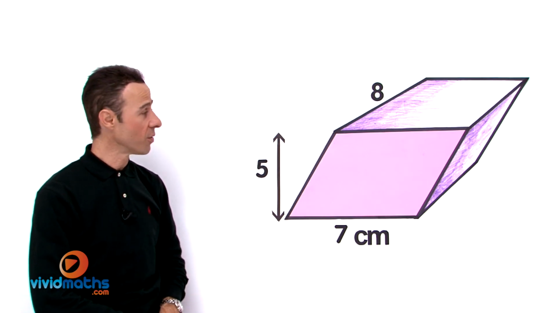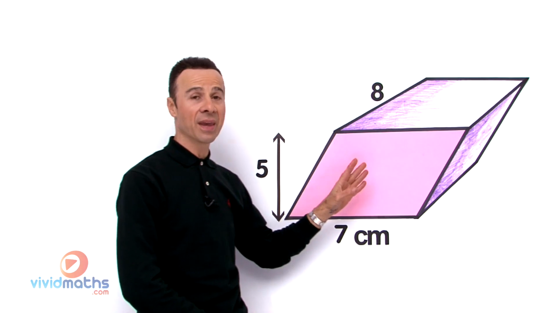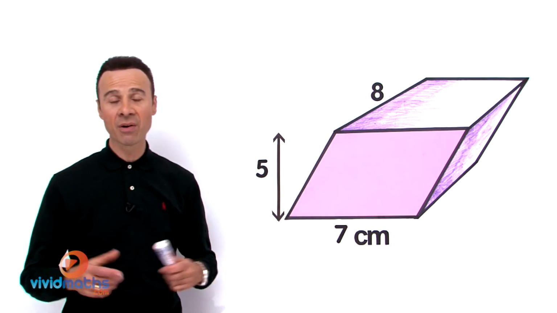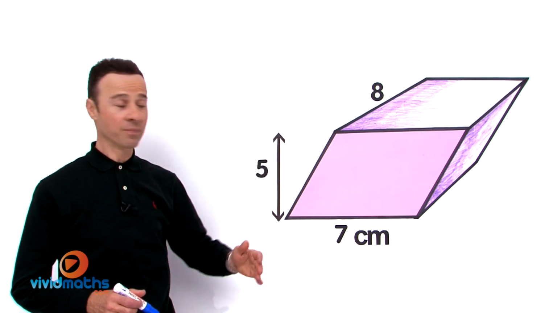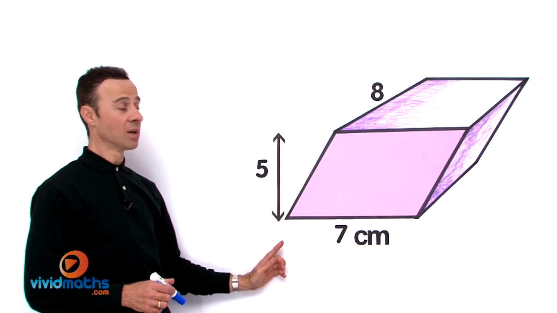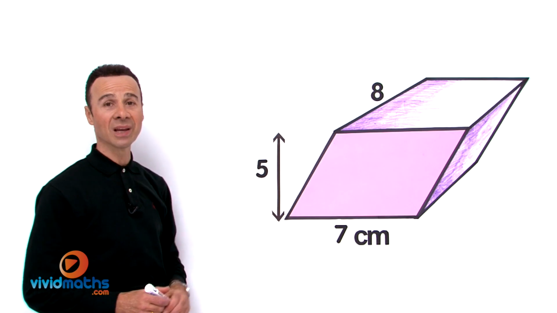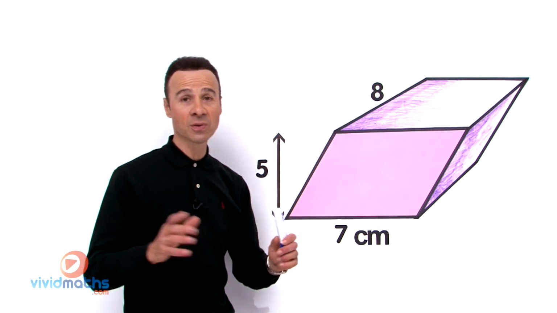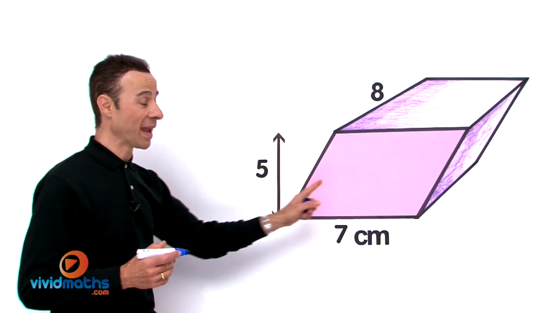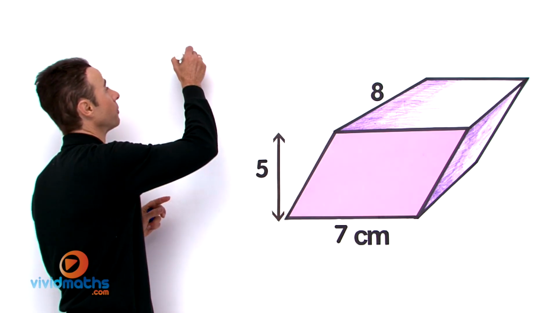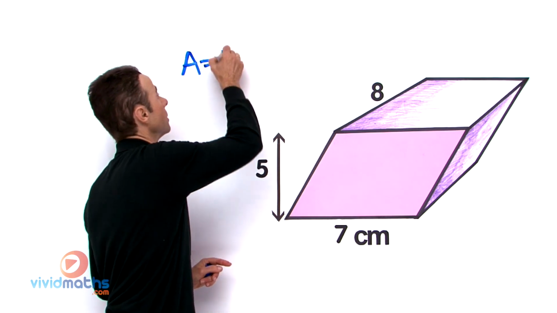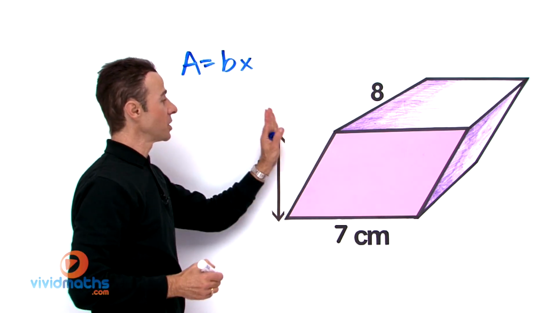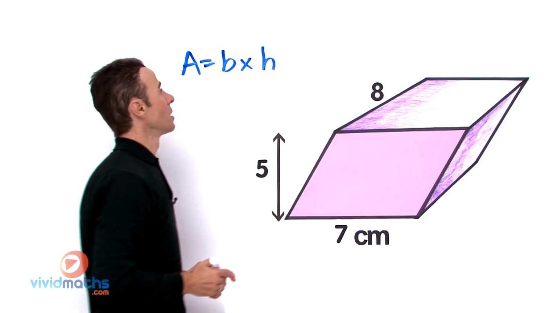Good. Okay, let's write up what we have so we can start off by working out the area of the face right over here. So the area of this parallelogram, now the area is merely base times perpendicular height. So the base here is 7 times the perpendicular height, which is 5 centimeters. Now, first of all, let's write out the formula for the area of this pink face. So that's going to be base times height. So that's the area there.